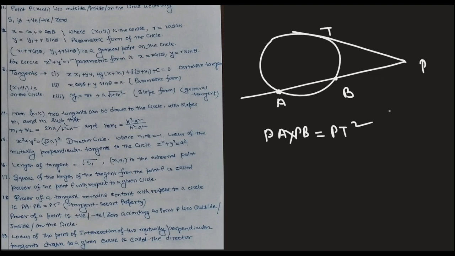The power of a point is the square of the length of the tangent. The power of a point may be positive, negative, or 0. It is positive when the point p is outside, it is negative when p is inside, and if the point p is on the circle, then the power is 0.